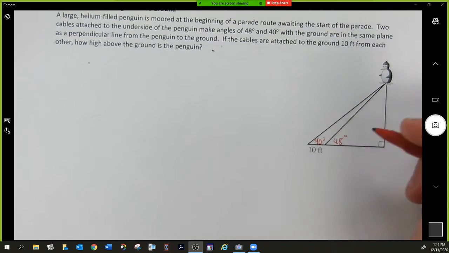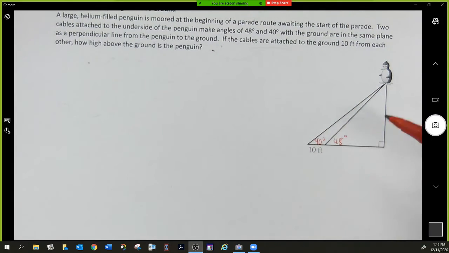How did I know to put them in that order? Well, just imagine you were standing on the ground looking up at the penguin. Wouldn't you have to look up at a steeper angle if you got closer to the penguin? So that's how we knew that the 48 went here.